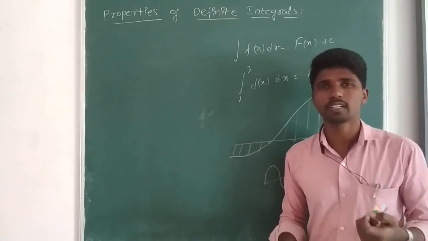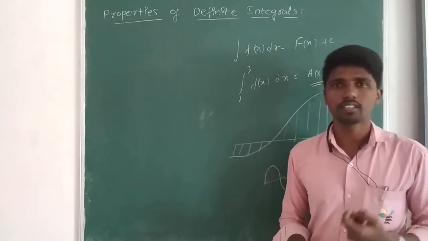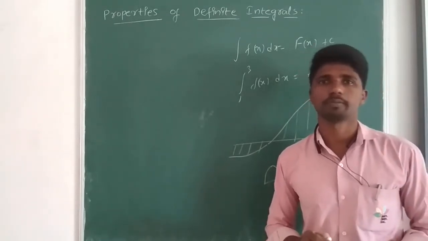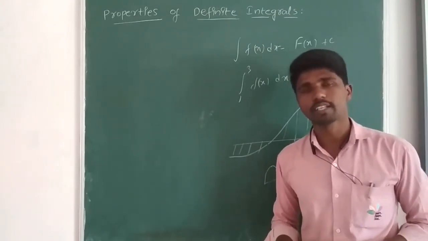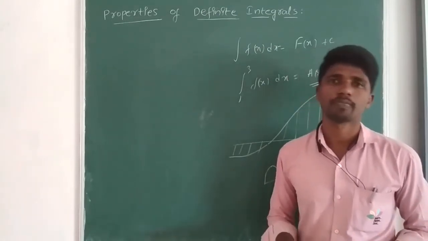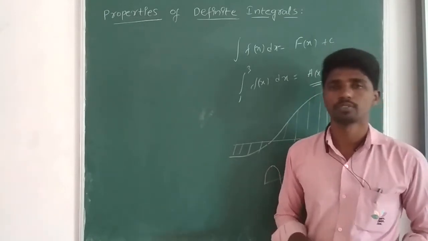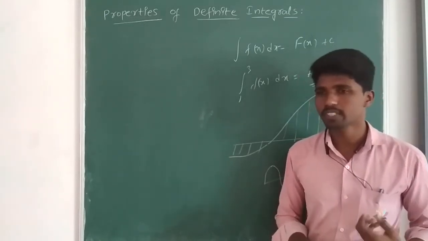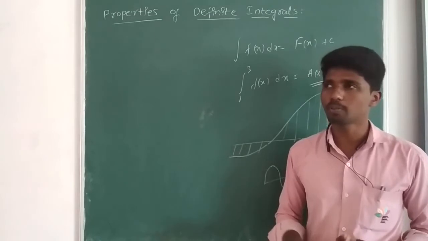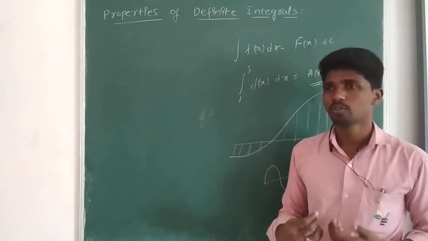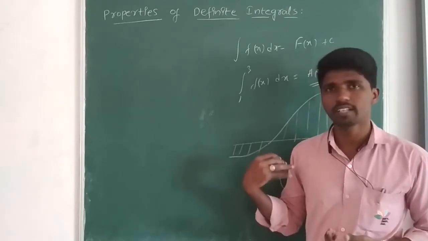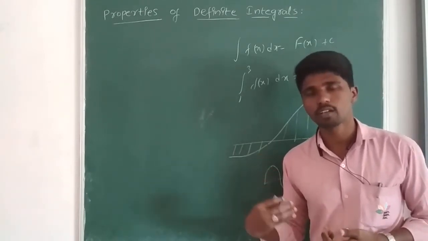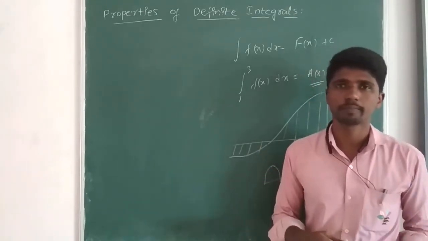These types of discontinuities are called simple discontinuities. If simple discontinuities occur, we can still find the areas bounded by that particular curve. Okay, so now we start the properties. How are the properties important? The properties play a major role in finding the area bounded by the curve with respect to the x-axis.